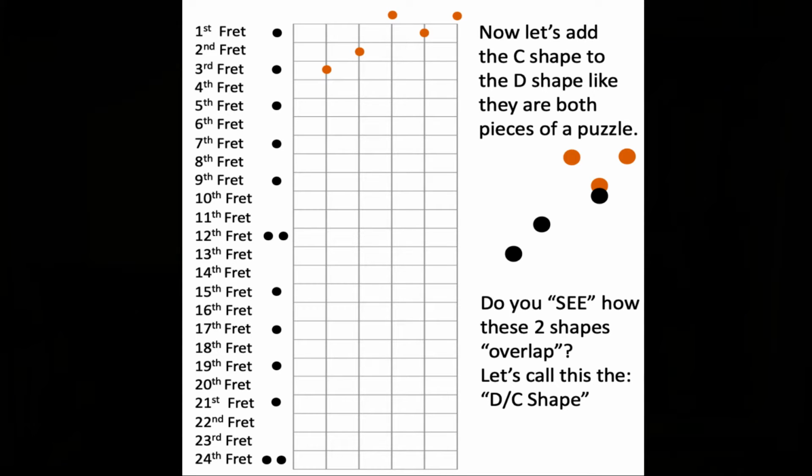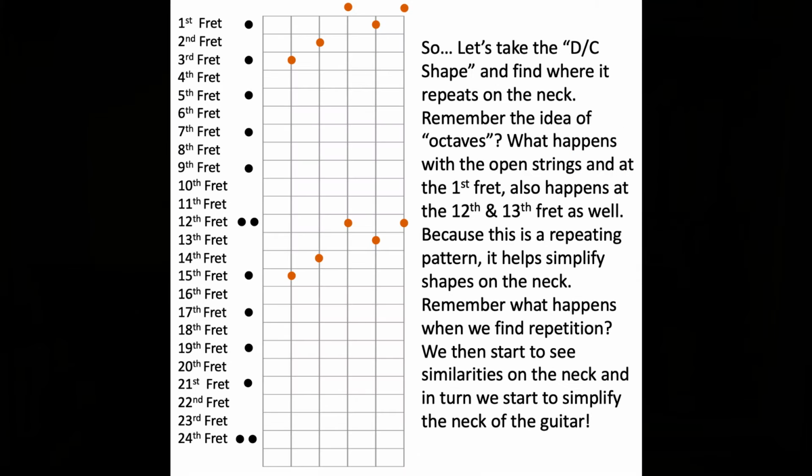So let's take that DC shape and find where it repeats on the neck. Remember the idea of octaves. What happens at the 1st fret also happens at the 12th fret. Or we could say the open strings and the 1st fret, 12th and 13th fret. Because this is a repeating pattern, it helps simplify shapes on the neck. Remember what happens when we find repetition? We start to see similarities on the neck, and in turn we start to simplify the neck. Let's look at the next one.